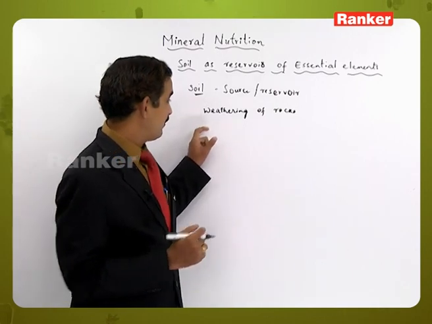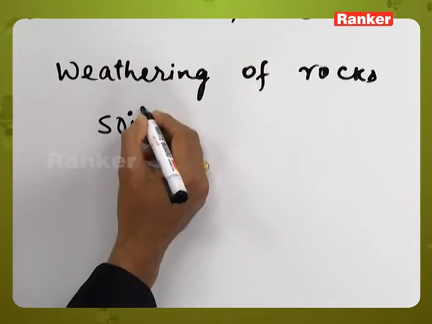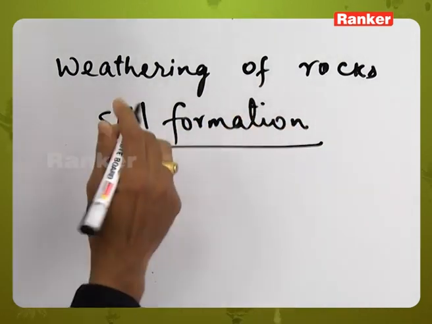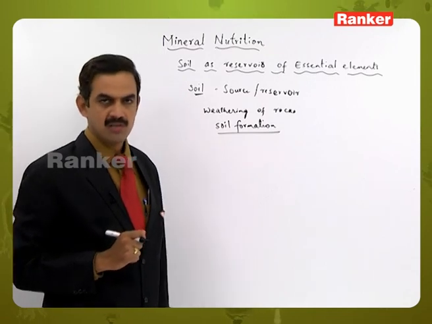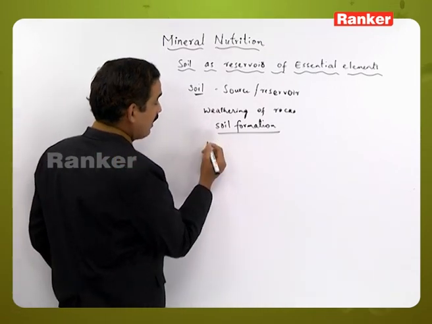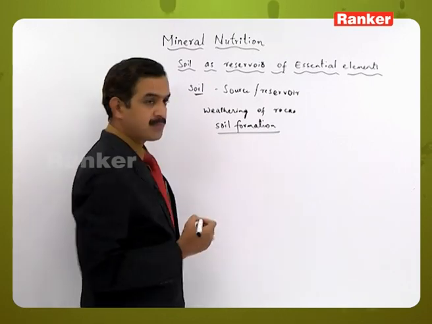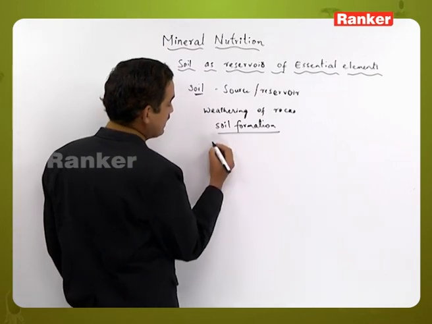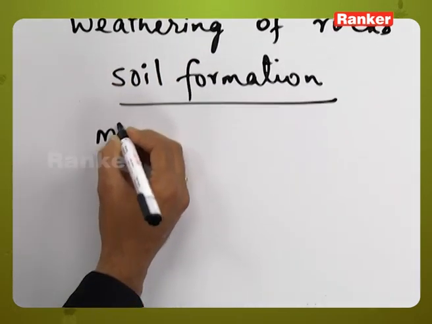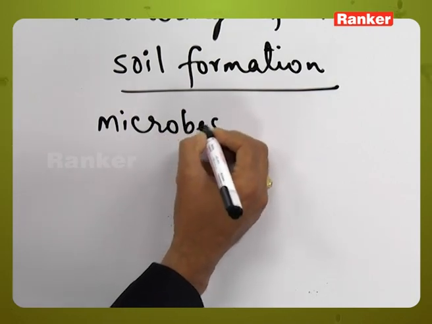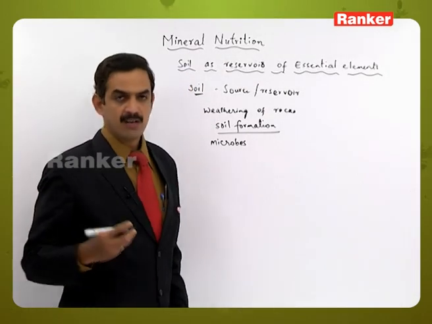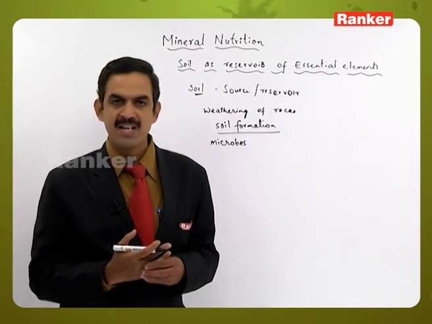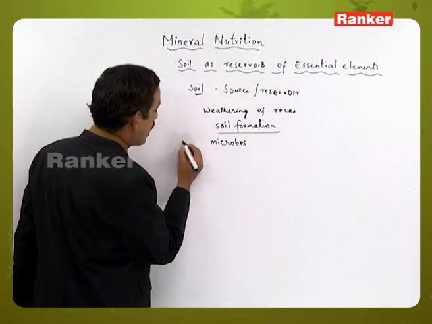Then this leads to the process called soil formation, and whatever soil has been formed by the weathering process of the rocks is the source for various types of materials which are required for the plant. Like it is a source of various types of microbes. So there are some microbes which are useful to the plant. Of course, at the same time there are some microbes which are harmful to the plants also. So we call them soil microbes.